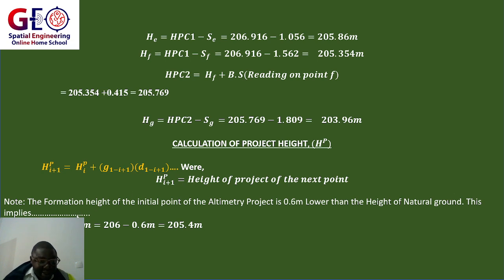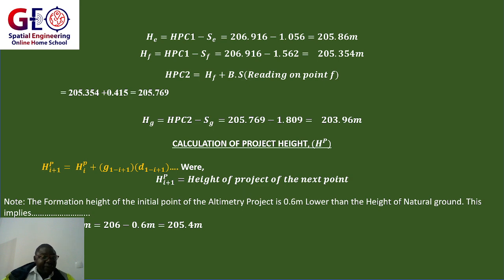from the first point BM6, we have been told to note the formation height of the initial point of the altimetry project is 0.6 meter. I take it again: the formation height of the initial point of the altimetry project is 0.6 meter lower than the height of the natural ground. This implies that the height of natural ground of BM6 has been given, right? But the formation height, that is the project height of that initial point, will be 0.6 meter lower than the height of natural ground.